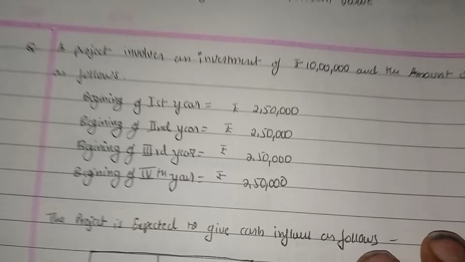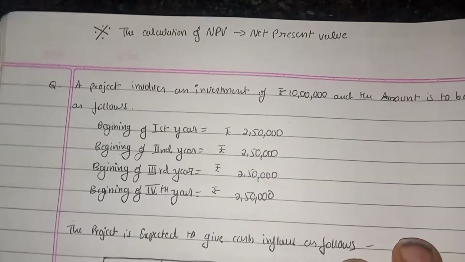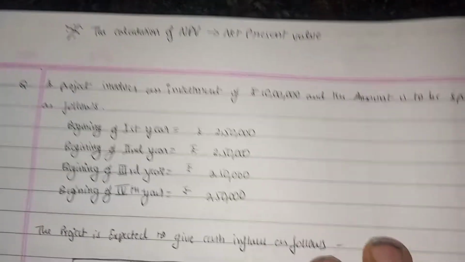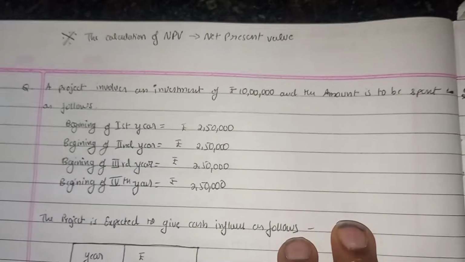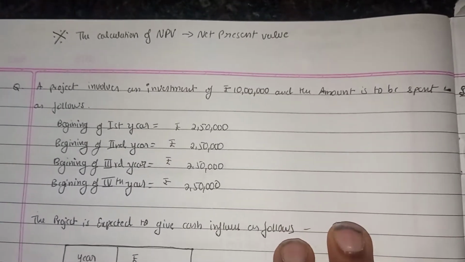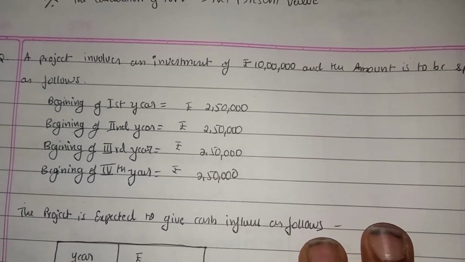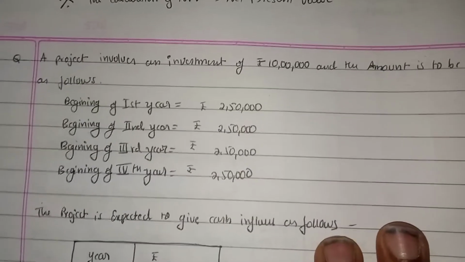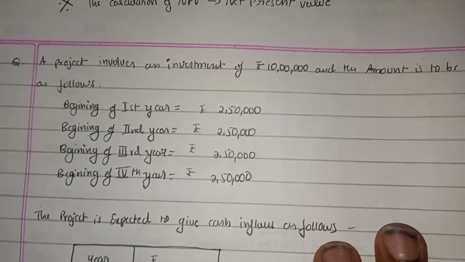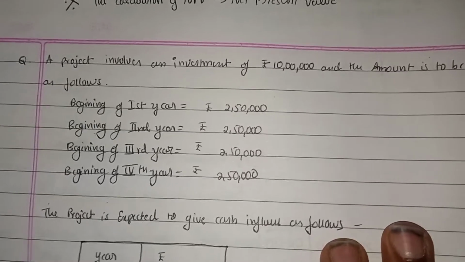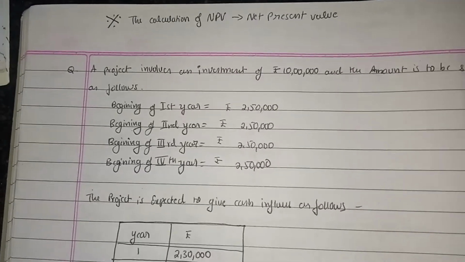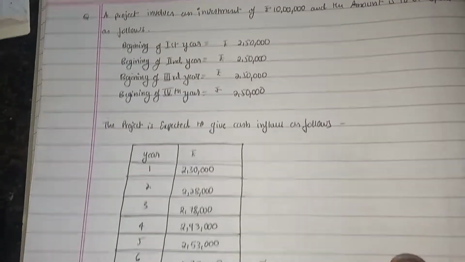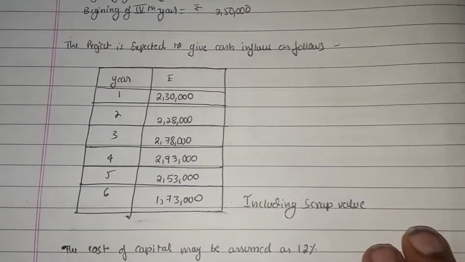This is a very important problem. Please observe. A project involves an investment of 10 lakh and the amount is to be spent as follows. Beginning of first year 2,50,000, beginning of second year 2,50,000, beginning of third year 2,50,000, beginning of fourth year 2,50,000. The project is expected to give cash inflow as follows.